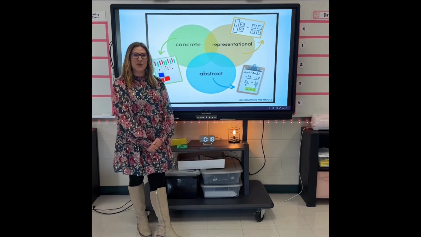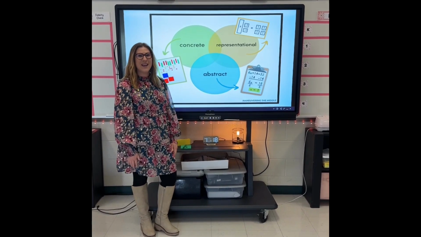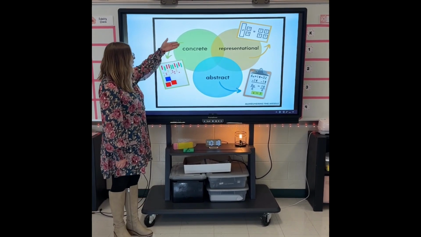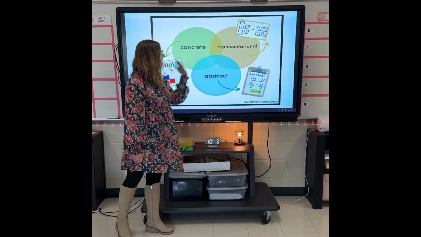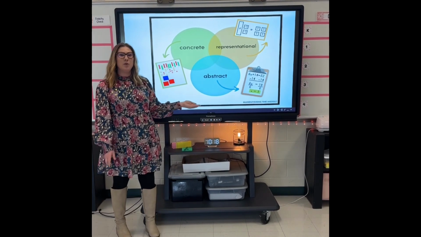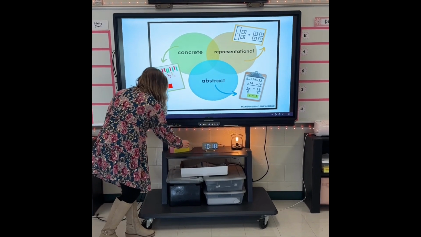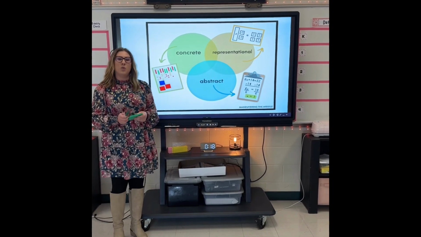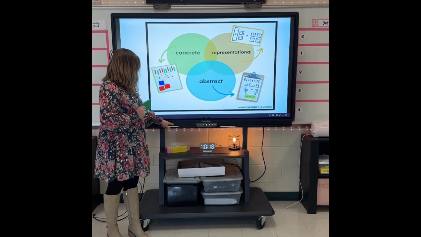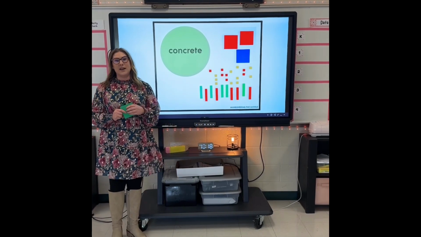Today we're going to be exploring the strategy of CRA. It's a strategy that uses concrete, representational, and abstract models to help introduce a new topic to students. When we work today, we'll be exploring the idea of place value with second graders. They're going to be starting in the concrete stage.